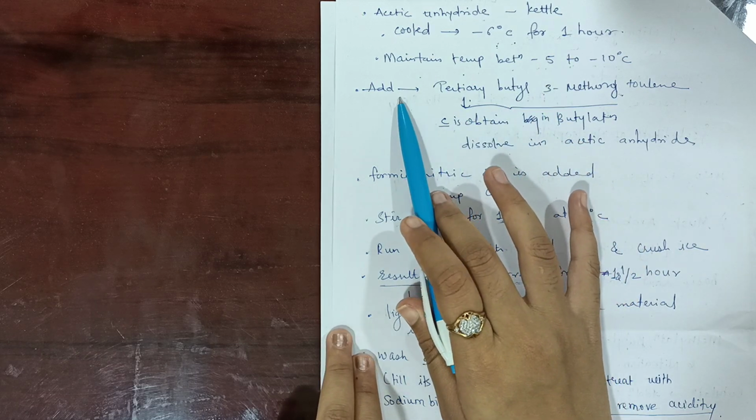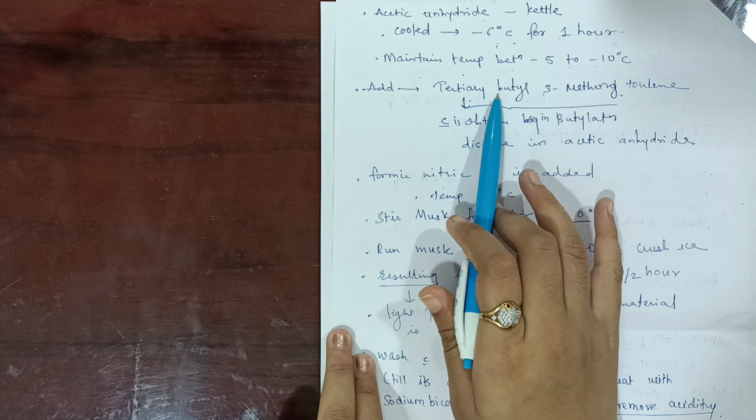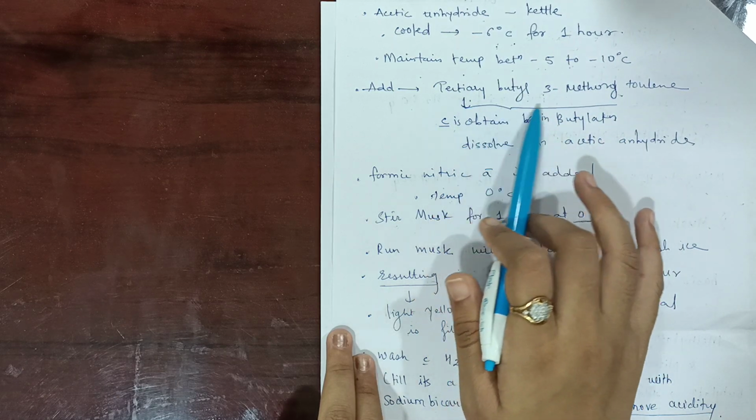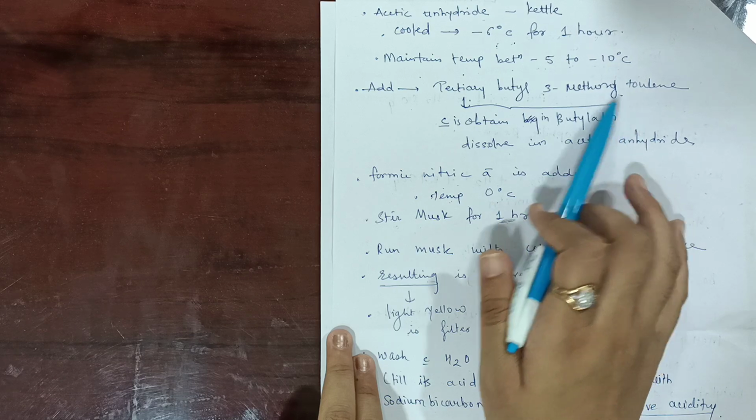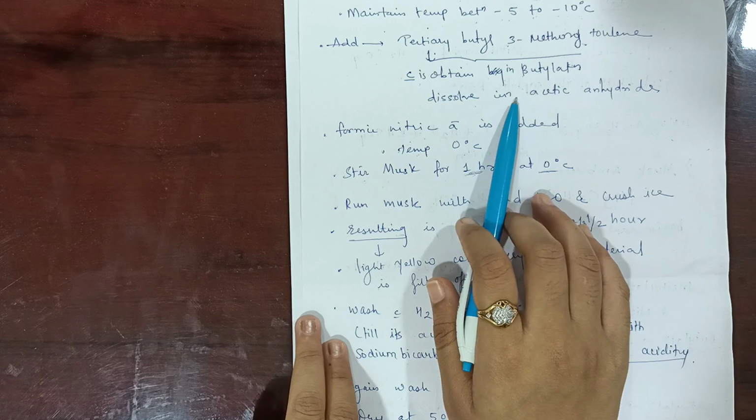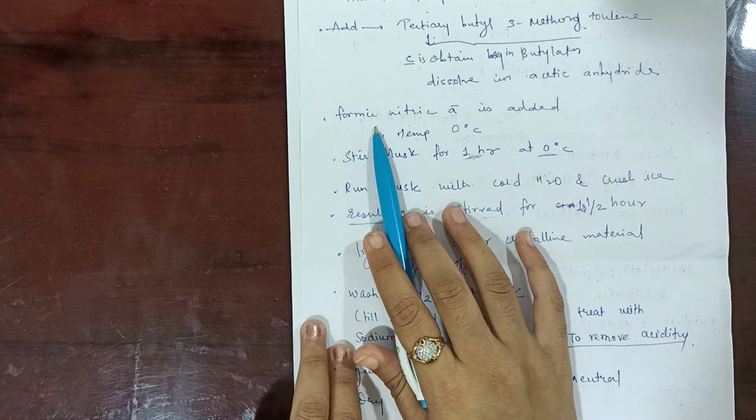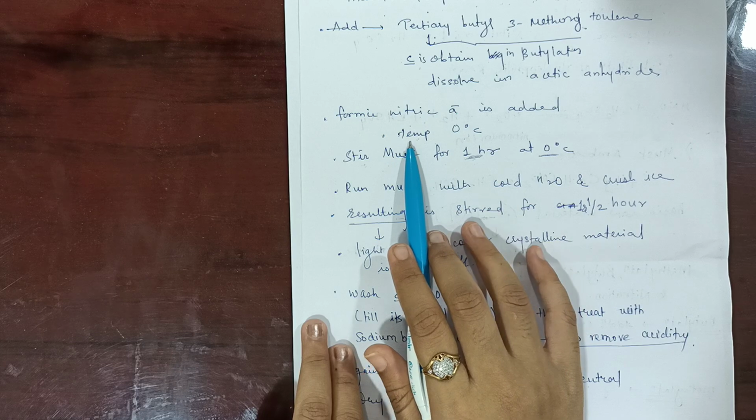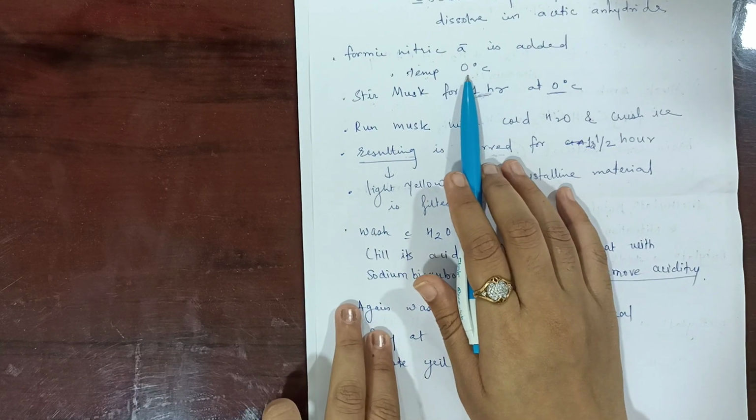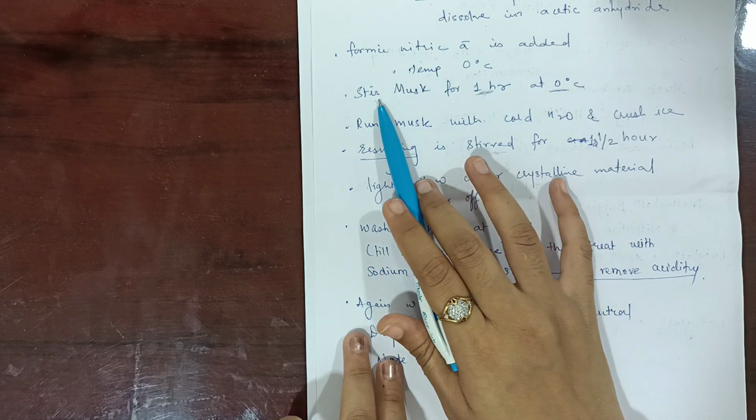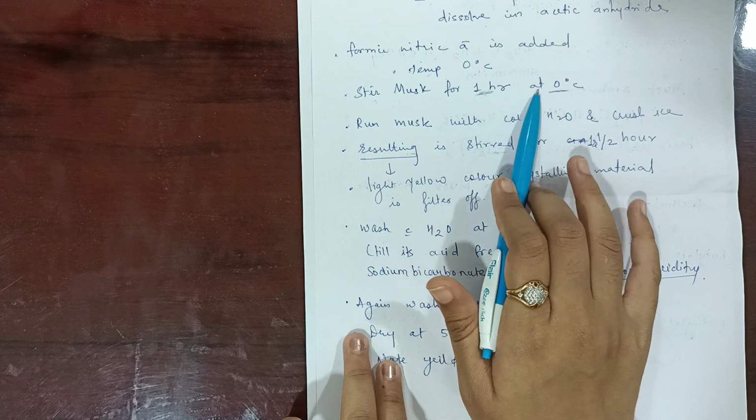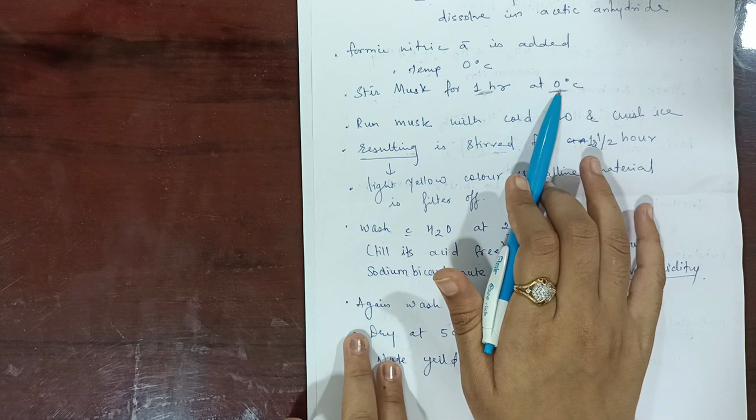Then what you have to add? You have to add tertiary butyl 3-methoxytoluene, which is obtained in the butylation process, and you have to dissolve it in the acetic anhydride. Then you have to add fuming nitric acid. Then you have to maintain the temperature of this mixture at 0 degrees Celsius. Then you have to stir the musk for 1 hour at again 0 degrees Celsius.